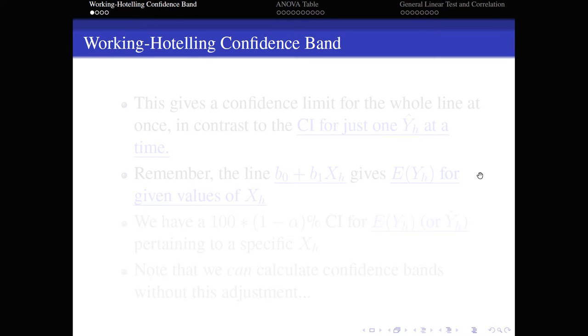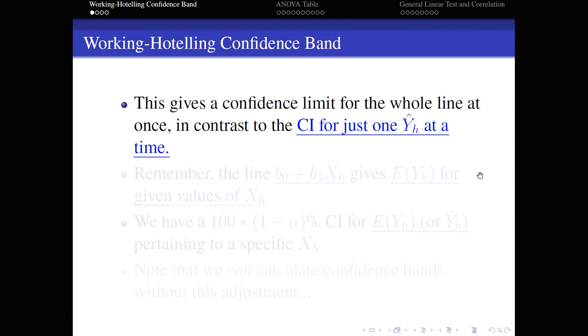The Working-Hotelling confidence band gives a confidence limit for the whole line at once. Now, if you think about the confidence interval for the mean that we discussed in the last lecture, the confidence interval for the mean calculated the confidence interval for a single point. However, if we want to calculate confidence intervals for multiple points, then we have to use a different statistical calculation to take into account the fact that we're calculating multiple confidence intervals at the same time.